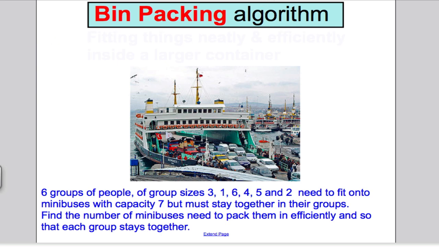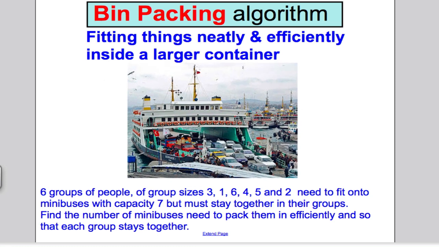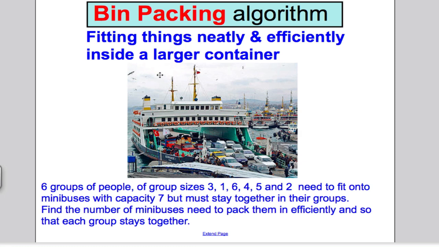Okay, well, what is a bin packing algorithm? Well, it's fitting things neatly and efficiently into a larger container. For example, trying to fit maybe cars into a ferry. Or here's another example. If you had six groups of people of group sizes 3, 1, 6, 4, 5 and 2, and you needed to fit them onto minibuses that each had a capacity of 7, and each of the groups must stay in their groups, how many minibuses would you need to pack them efficiently and so that each group stays together? That's another type of problem we'll solve. So the bin packing algorithms help us solve these in fairly neat ways.